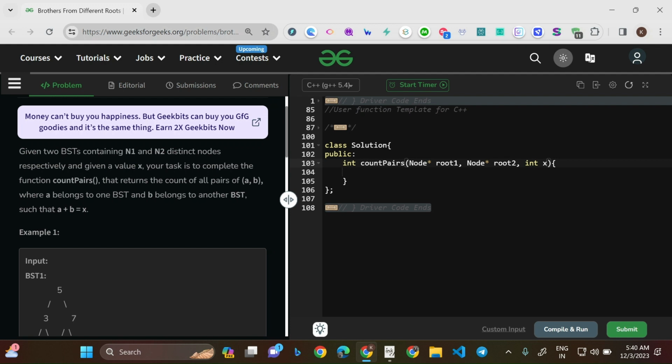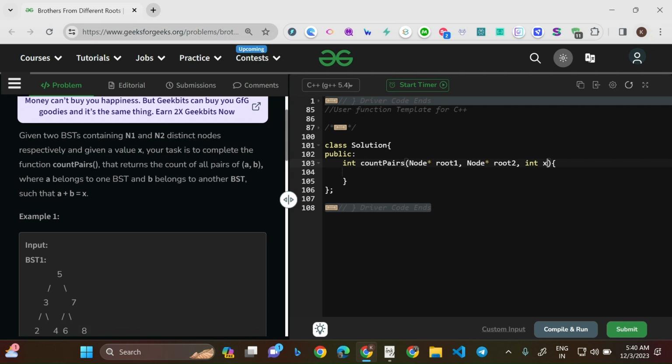And given a value X, your task is to complete the function countPairs that returns the count of all pairs (A, B), where A belongs to one BST and B belongs to another BST. So A can be from BST1 or BST2, and if it's from BST1, B must belong to BST2. And if A is from BST2, B must belong to BST1, so that A plus B equals X. This is the target that you need to get. So X is the target. You need to add some elements from BST1 and BST2 to get X, and find all the pairs that are possible like this.